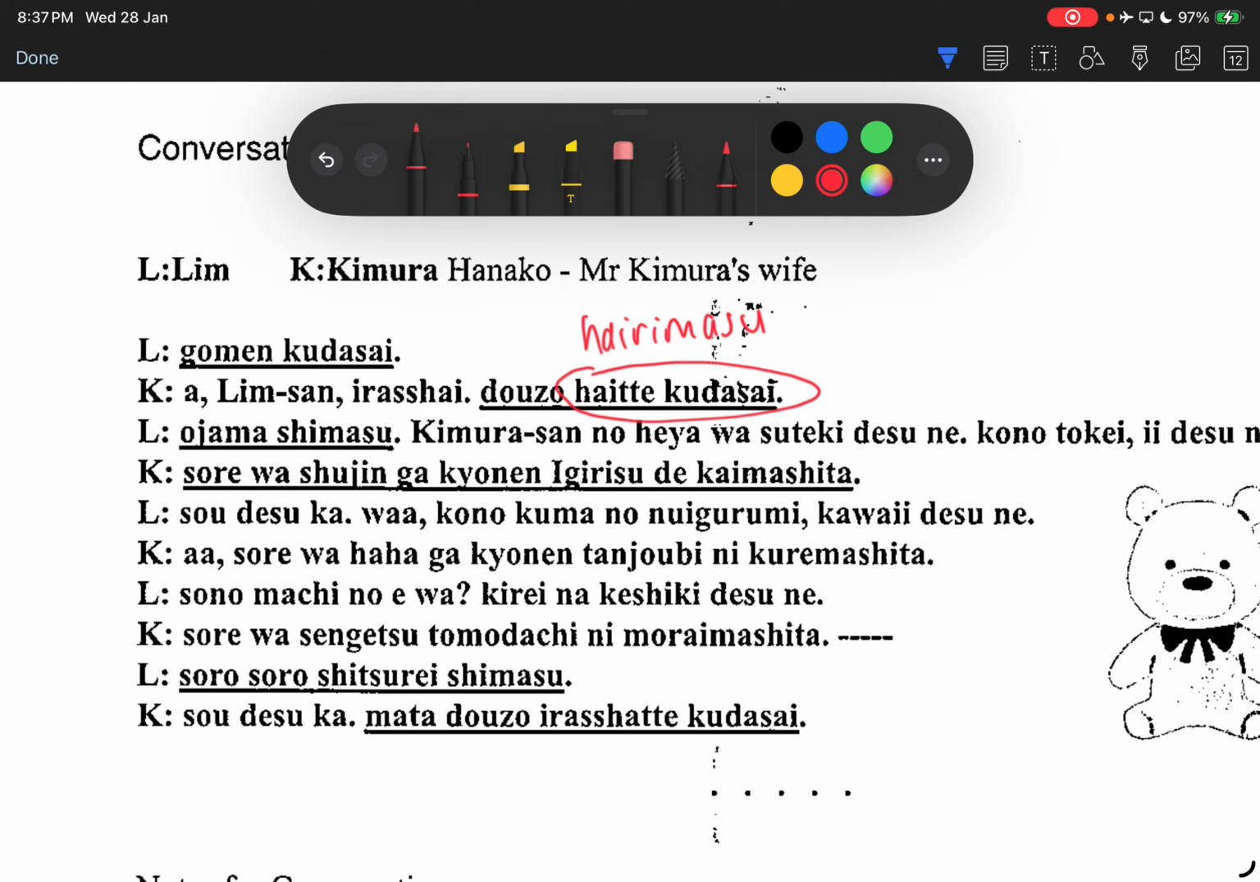So you say that usually before you enter someone's house. Because the person cleaned the house so hard, and then you dirty the place. So we will just say ojamashimasu. Sorry to intrude. Sorry to disturb.